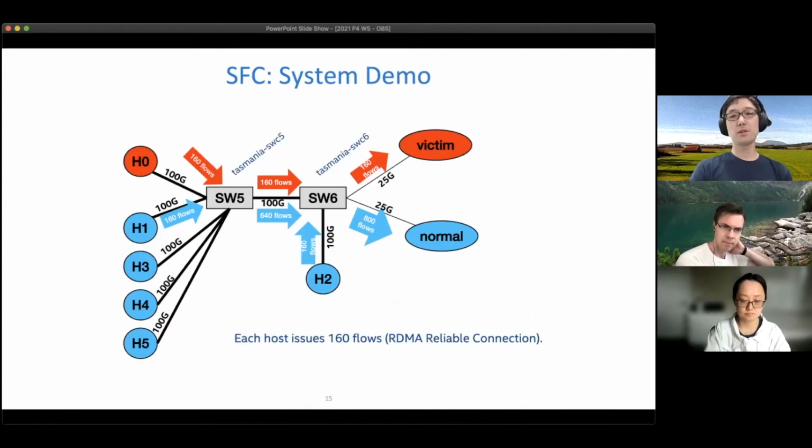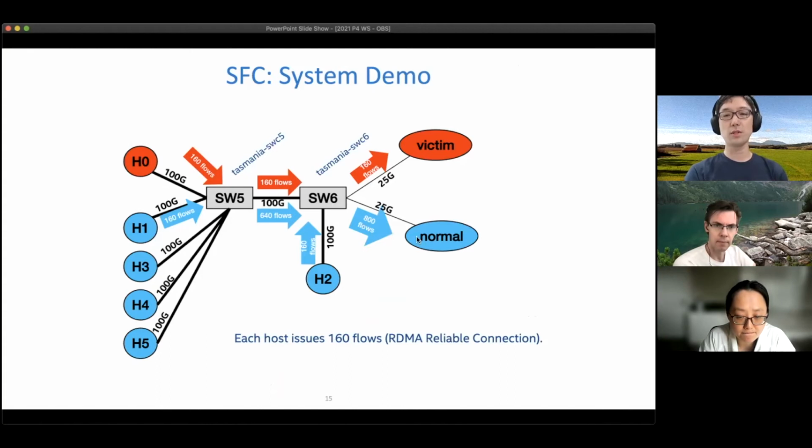This is a simple demo we created. Let's say we have a number of hosts sending to these two different receiver nodes, and we created multiple bottleneck points, one between these two switches and also the links toward the victims. As a result, when we use PFC, for example for regular RoCE, the PFC can back pressure, and it may create head-of-line blocking in the inter-switch link.